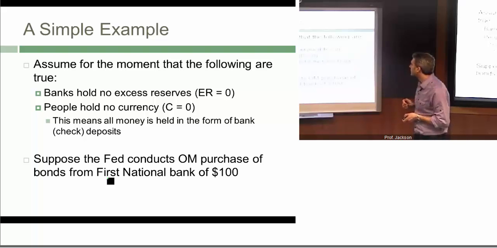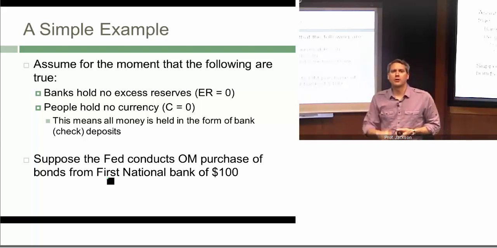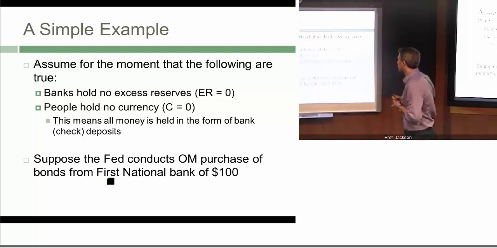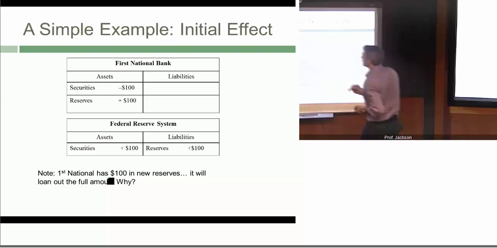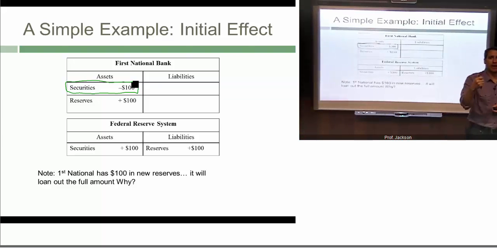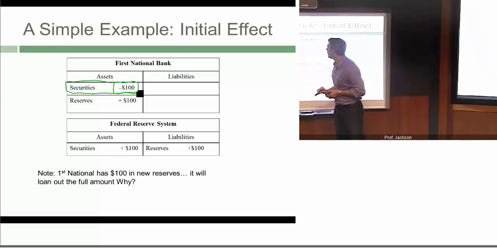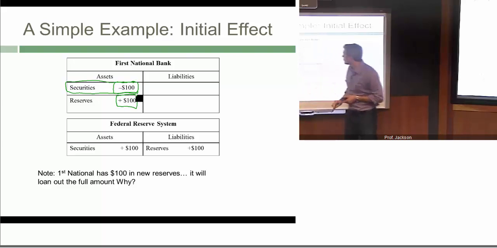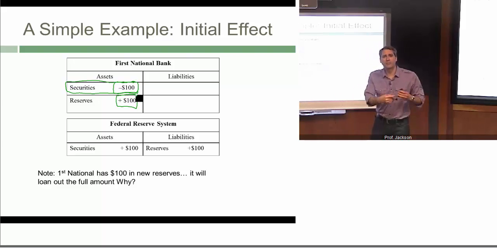And so let's suppose that the Fed conducts an open market purchase of bonds from what we'll call First National Bank. So the Fed decides to inject $100 of reserves into the banking system, so it interfaces with First National Bank to buy this $100 security. What happens is twofold. If we focus first on the balance sheet for First National Bank, the amount of securities that First National Bank holds declines, right? First National Bank sells the securities it has to the Fed, so the amount of securities it holds goes down by $100. The flip side of that is that the amount of reserves First National Bank holds goes up by $100, right? It has $100 more in reserves than it did before.